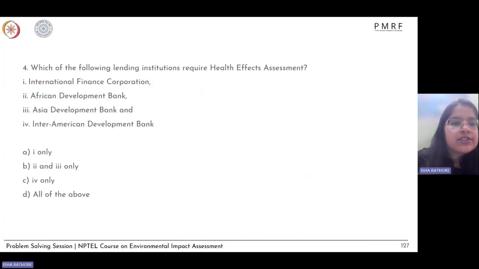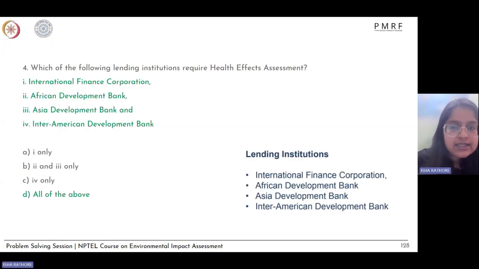Moving on, which of the following lending institutions require health effects assessment? First, International Finance Corporation, IFC. 2, African Development Bank. 3, Asian Development Bank. And 4th, Inter-American Development Bank. Okay, so the correct answer is D. That is, all of these lending institutions require health effects assessment. So D, all of the above is the correct answer.